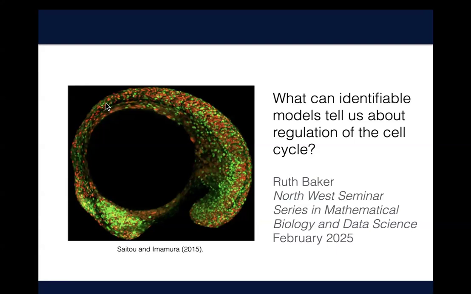So you can see the title. There's going to be two parts to the talk, really, or two aspects to it. Number one is to talk about what it means to have an identifiable model, why we might want identifiable models, and if we have identifiable models, what can we learn about how the cell cycle is regulated.